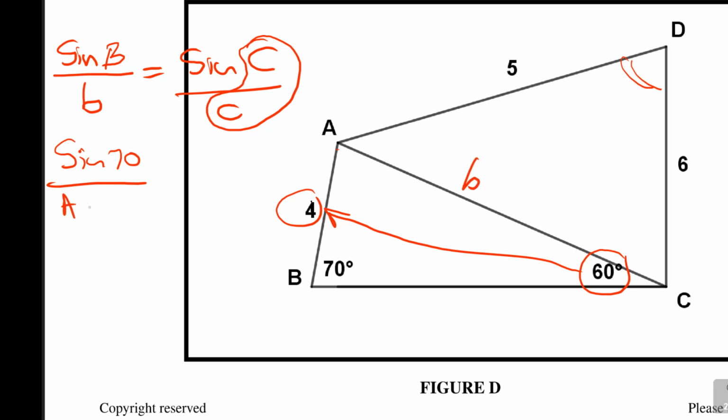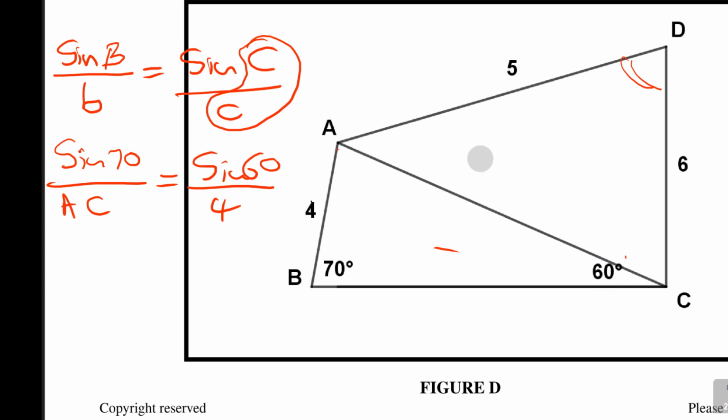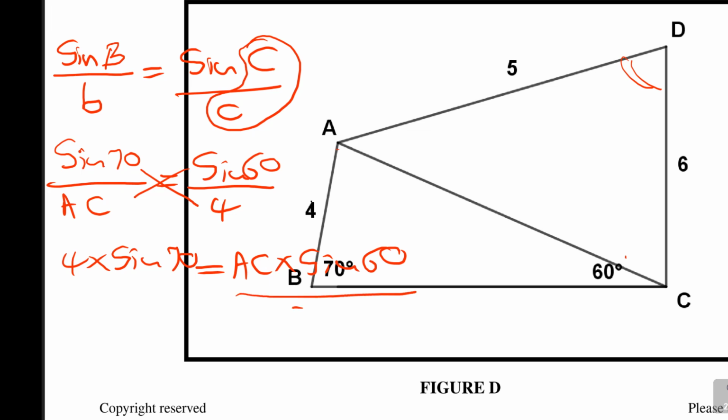That's what I want: over AC is equal to sine C, which is sine 60, over 4. You see that? And then from there, I solve for AC. You cross multiply. So you say 4 times sin 70 is equal to AC times sin 60. And then how do you find AC? Divide by sin 60. Then that's what you have for AC.